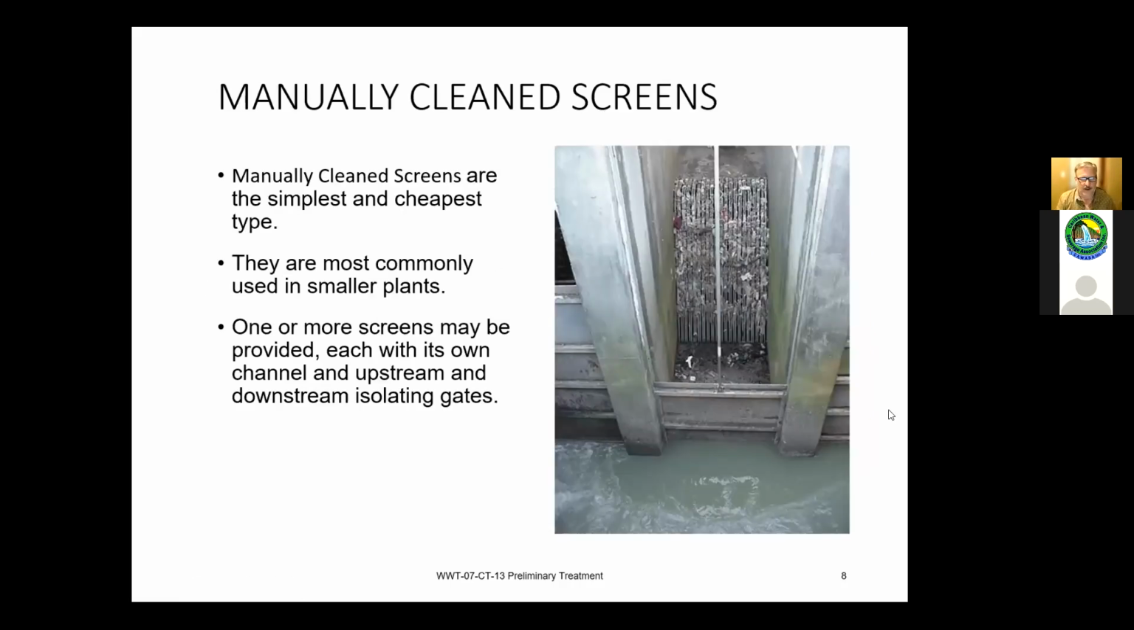So a lot of manual. Hopefully you have automatically cleaned screens and you're not required to do them manually. Manual screens are definitely cheap and easy to install, but that's only when not considering staff time. If you have a manually cleaned screen, somebody's going to have to go out there and typically isolate it, clean it, put it back in service, and that all takes time. And if people do the calculations over the life cycle, it's usually more cost effective to put some kind of rake mechanism in there and have them cleaned automatically.